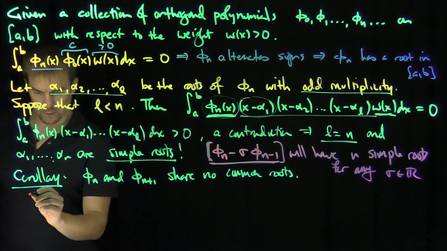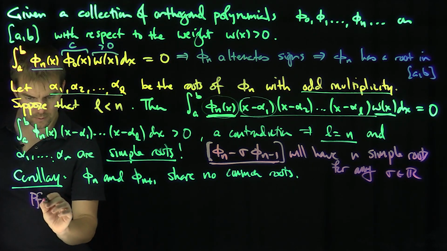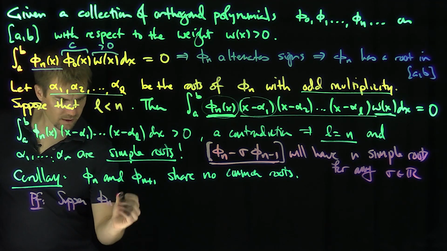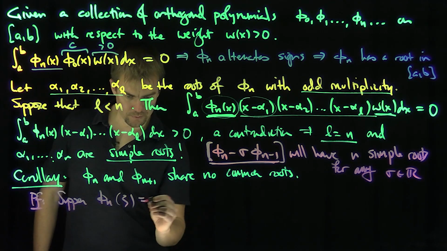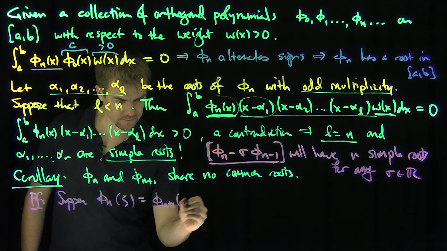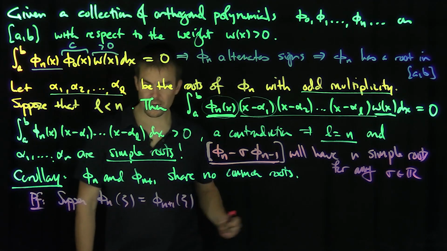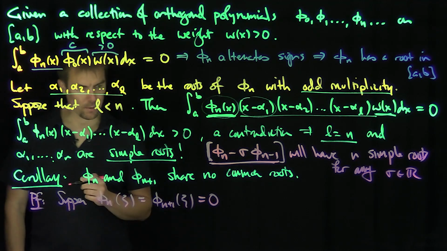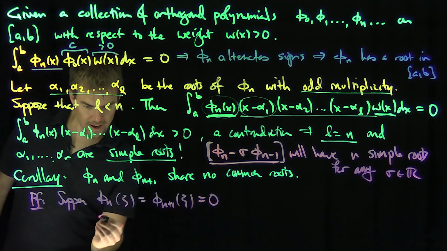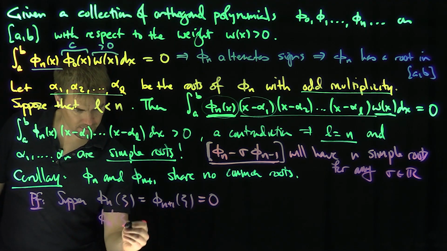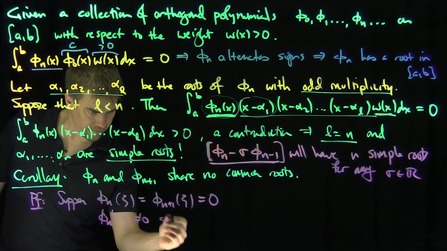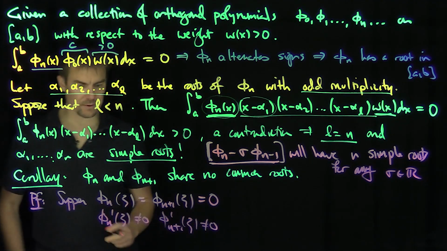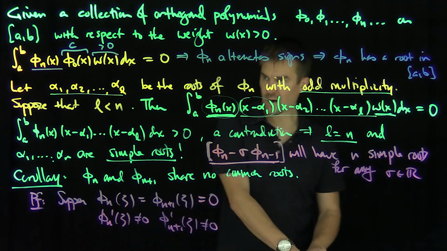So here's the proof of the corollary. Proof, suppose phi n of zeta was equal to phi n plus 1 of zeta and equal 0, like so, okay? Then we know that phi n prime of zeta is not equal to 0, and phi n plus 1 prime of zeta is not equal to 0, by the fact that they're simple roots, right?